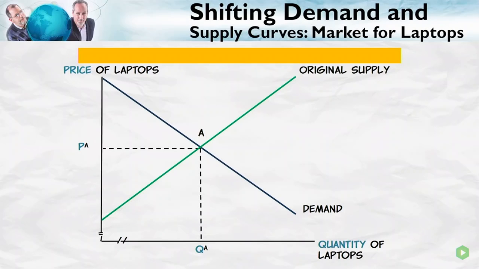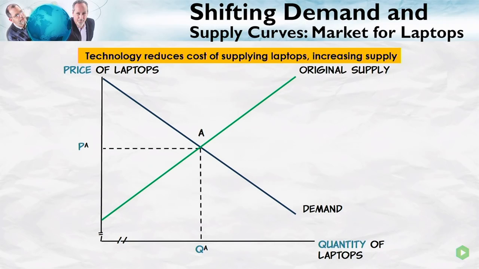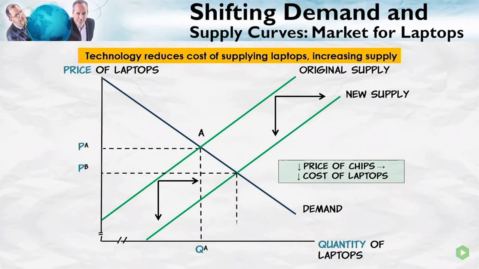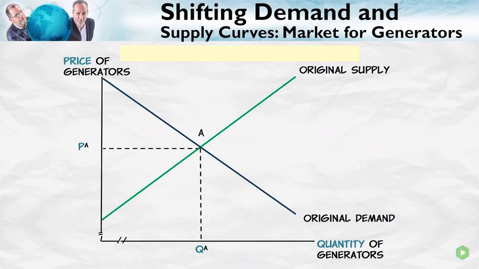Here's the market for laptops, with the demand and the supply of laptops. We all know that technology has reduced the cost of computer chips, Moore's law and all that. The reduction in the price of computer chips reduces the cost of producing laptops. A reduction in costs is modeled by an increase in supply. The supply curve moves to the right and down. So what does the model predict? The model predicts, therefore, that the price of laptops will fall and the quantity bought and sold will increase. Pretty good prediction.